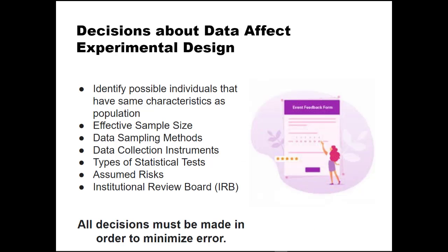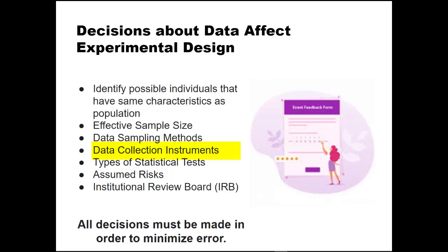Once we've decided what kind of data will be useful, there are also other factors to consider. We need to identify individuals that might have the same characteristics as the population where we can draw a sample. We need to have an effective sample size. We have to decide on how we're going to gather that data, what type of sampling technique we will use.